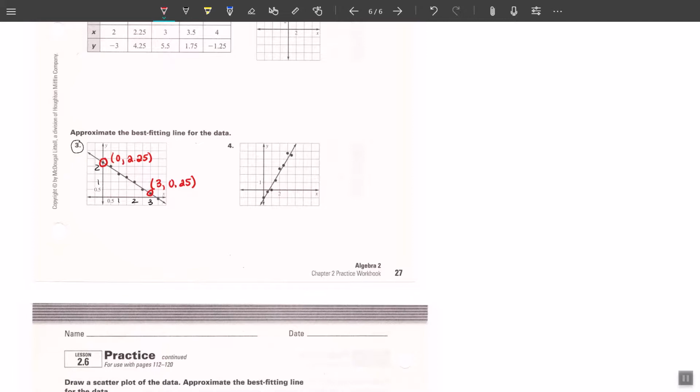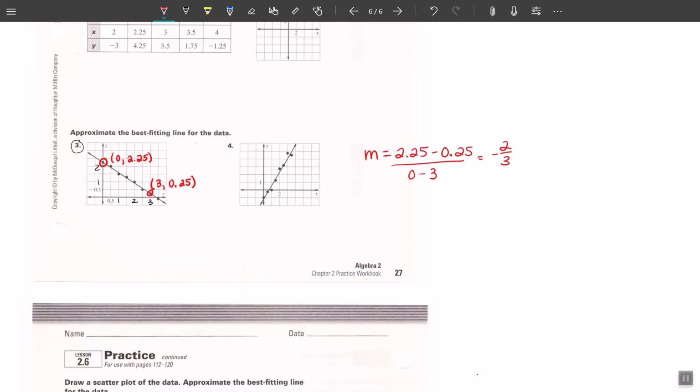And so then, in order to figure out the actual equation for that best fitting line, I'm going to calculate the slope using those 2 points. So we'll do our change in y's over our change in x. And that slope will end up being a negative 2/3.